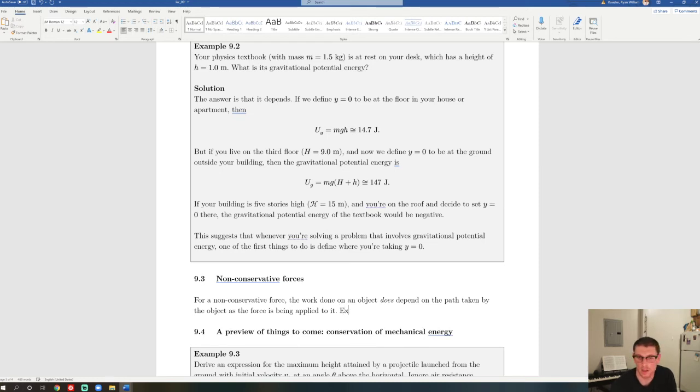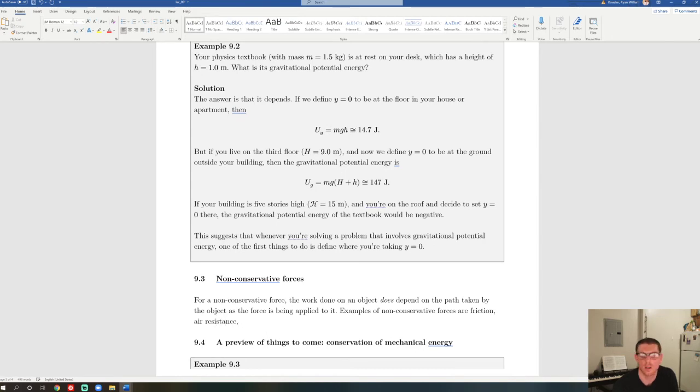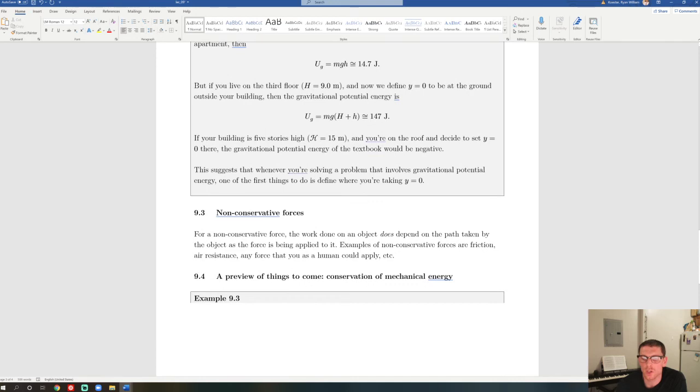So let me give you some examples of non-conservative forces. And these are friction, air resistance, any force that you as a human could apply, etc., right? I would say we deal with more non-conservative forces than we do conservative forces, right? And really the only two conservative forces that we have for the time being are the gravitational force and the spring force. So if a force that you're working with is neither of those, then odds are it's non-conservative. Okay. So let's just look ahead a little bit.